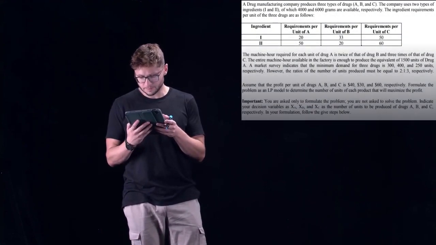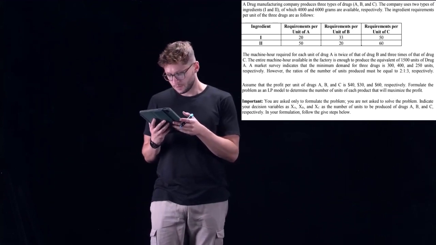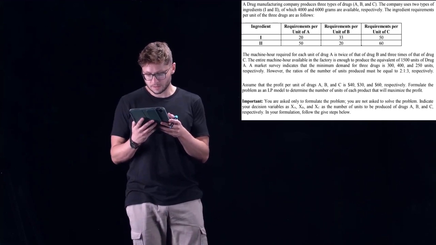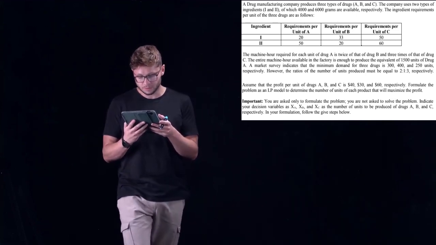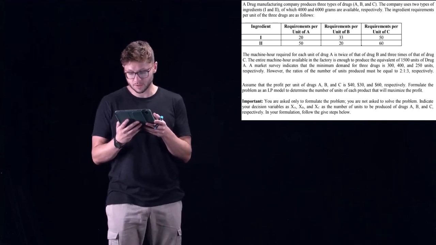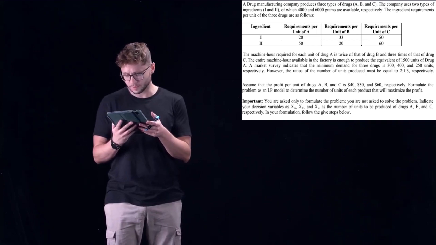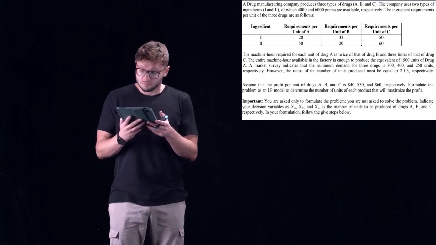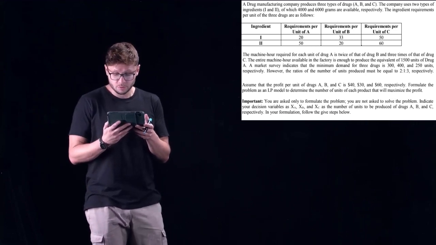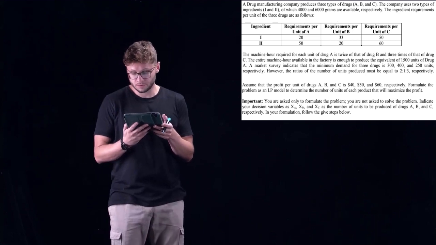A drug manufacturing company produces three types of drugs, A, B, and C. The company uses two types of ingredients, 1 and 2, of which 4,000 and 6,000 grams are available respectively. The ingredients requirements per unit of the three drugs are shown in the table. For example, requirements for drug A, it requires 20 of ingredient 1 and 50 of ingredient 2.